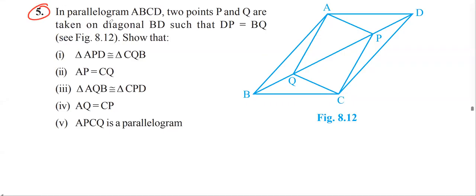This is question number 5 taken from exercise 8.1, chapter Quadrilaterals, class 9. It says ABCD is a parallelogram. This figure ABCD is given as a parallelogram.